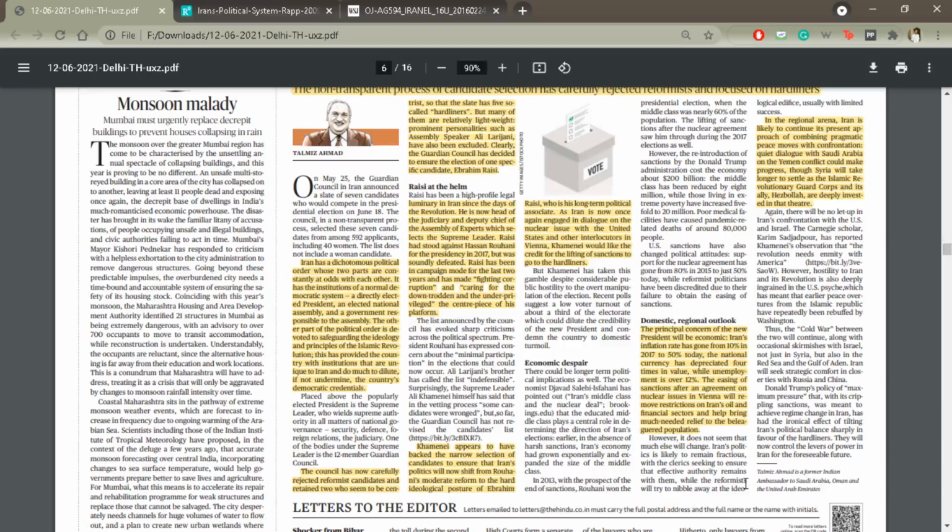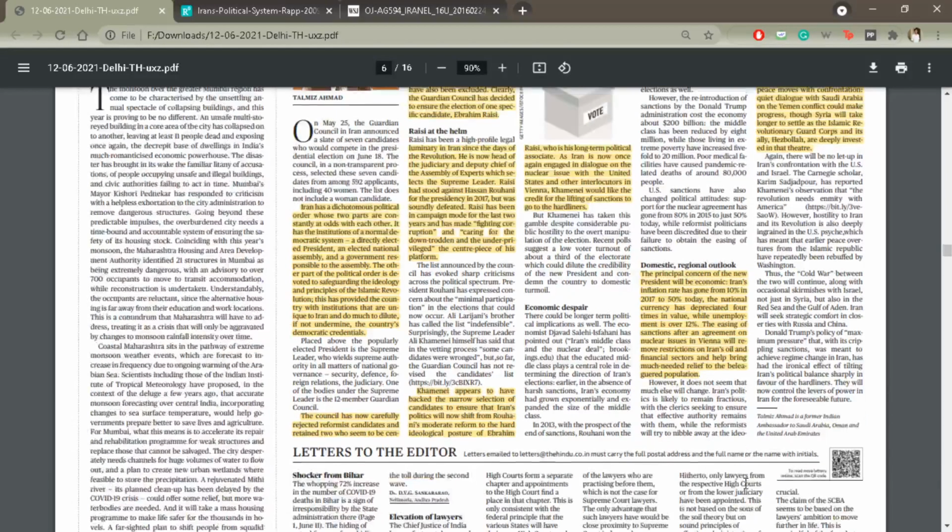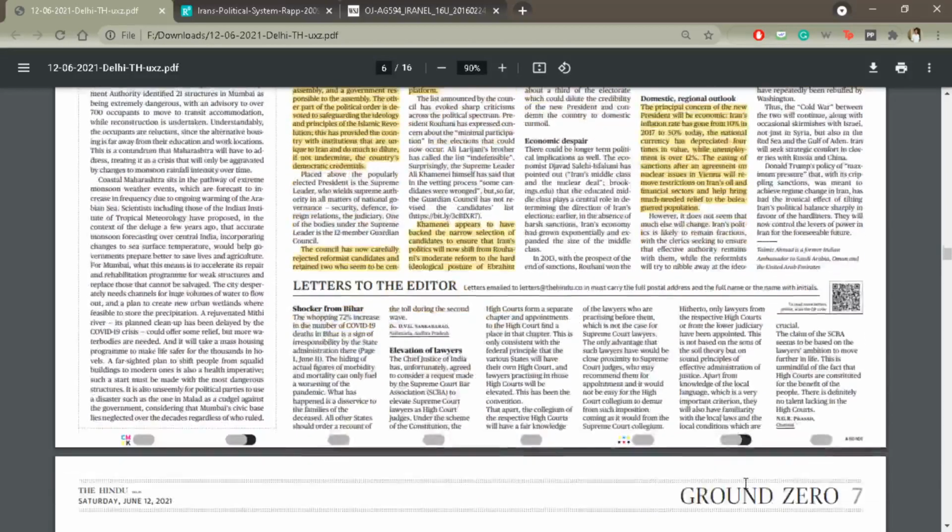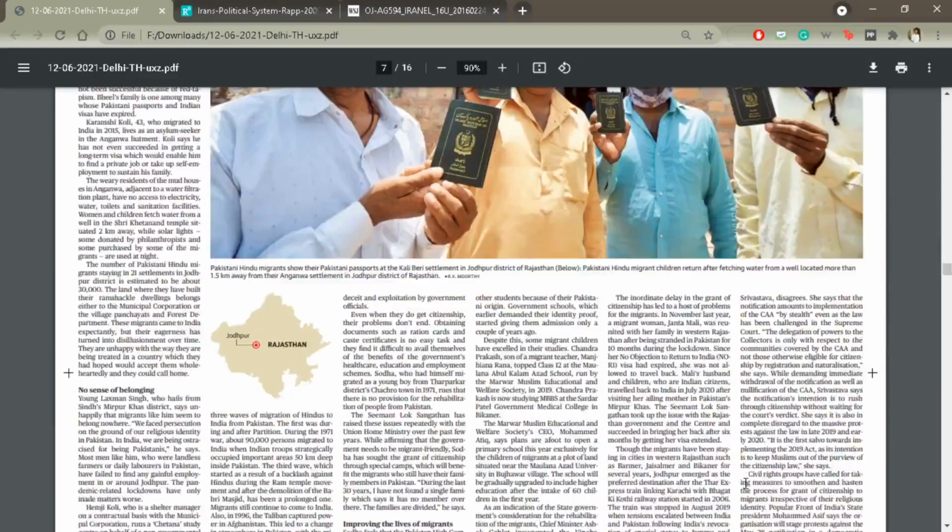Irrespective of whosoever comes to power in Iran, India's relationship with Iran is going to continue. Whether it's modernists or hardliners, it doesn't matter for India.